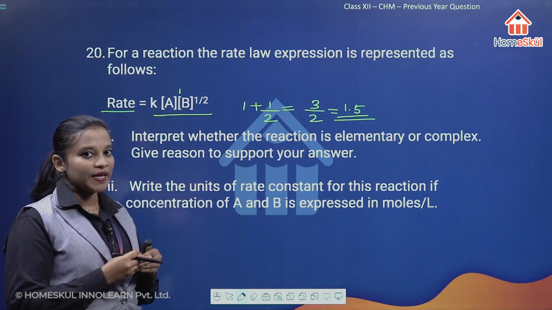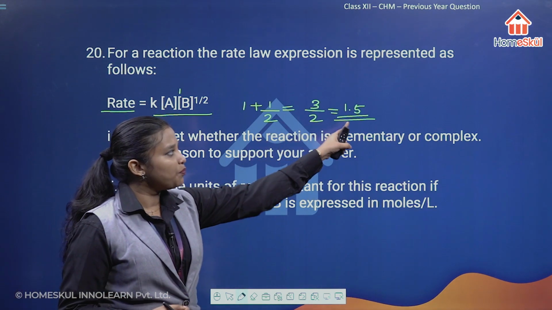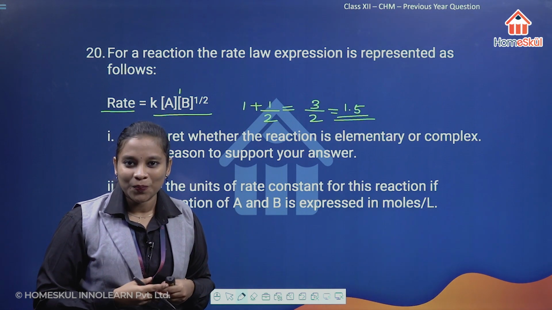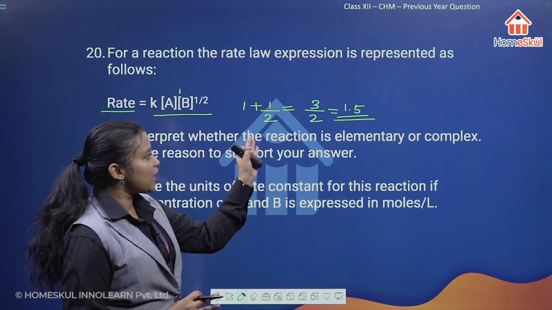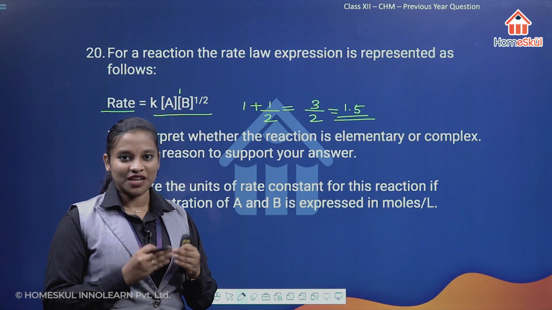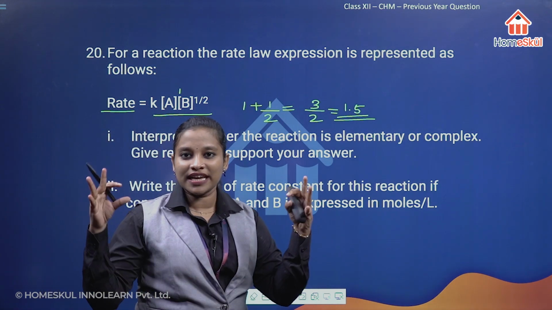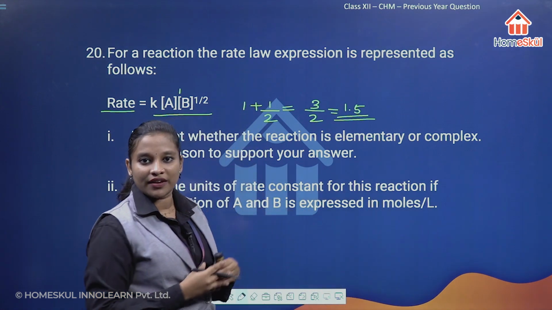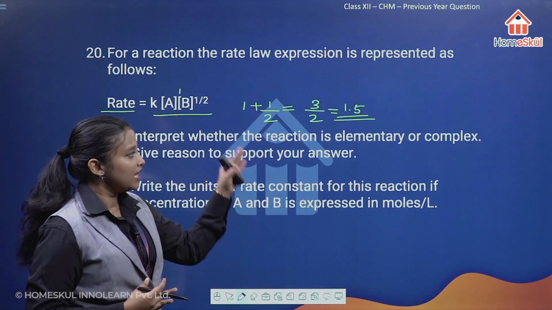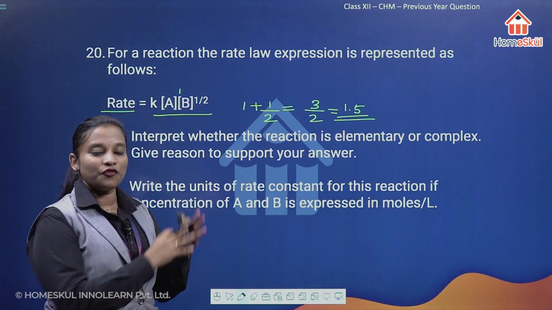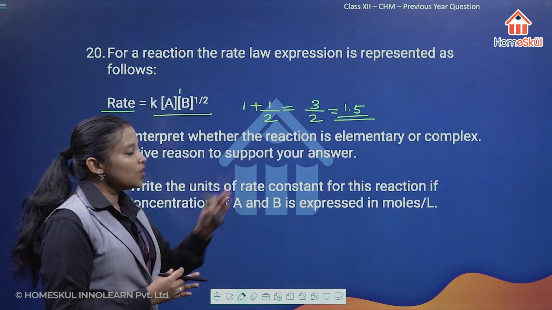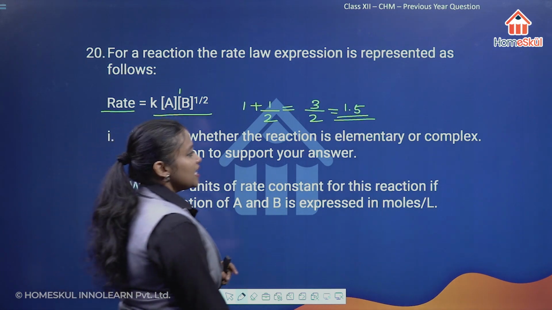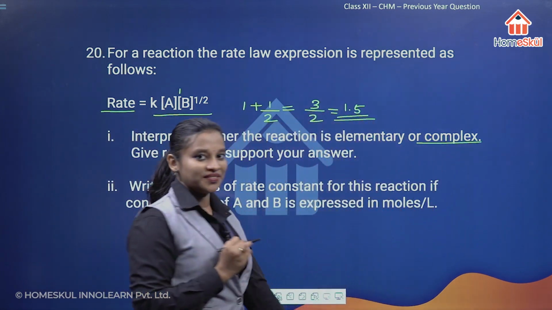Now we have to check the molecularity. Is 1.5 the molecularity of that particular reaction? Is it correct? No, because molecularity cannot be a fraction. The molecularity of a reaction is the number of reacting species which take part in a particular reaction. It cannot be 1.5. So from this, we can conclude that this reaction is not elementary. It is a complex reaction.